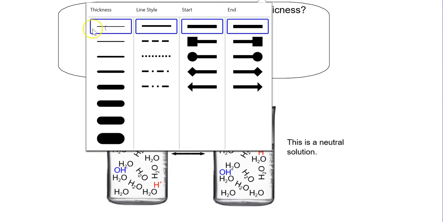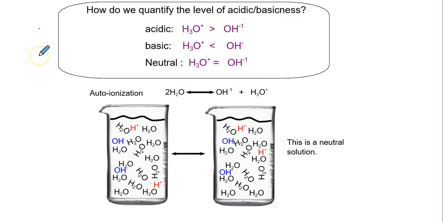Good afternoon, this is Schweitzer, and we're going to run a little video here on how you quantify the level of acidic and/or basicness. We've seen from our previous videos that H plus ions and hydroxide ions are really the only two ways in which you can produce acids or bases.